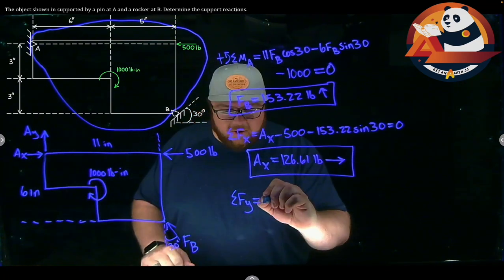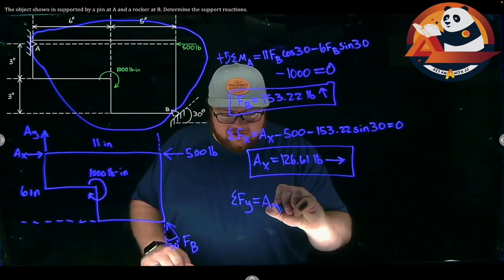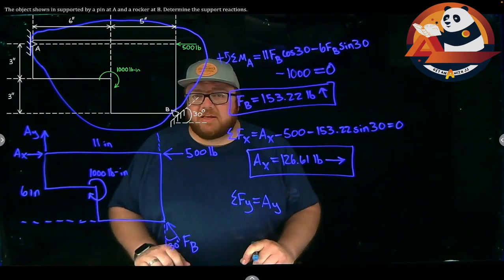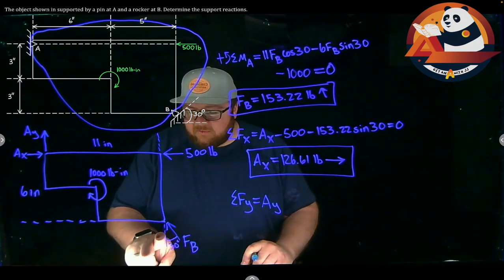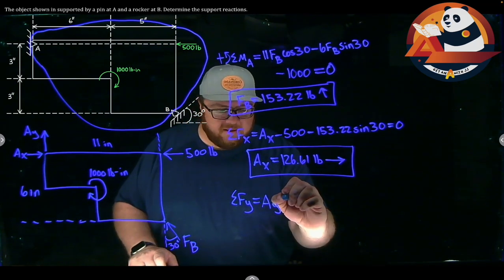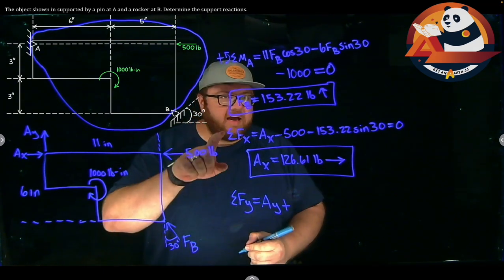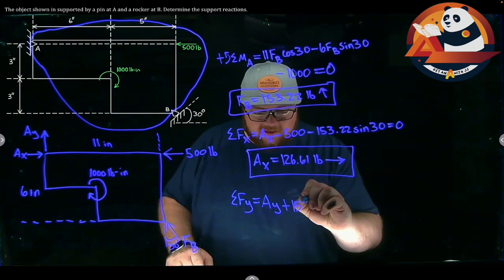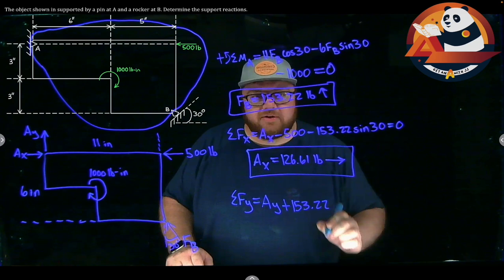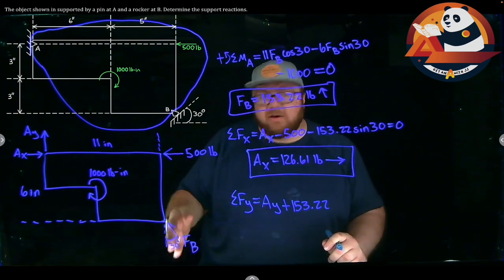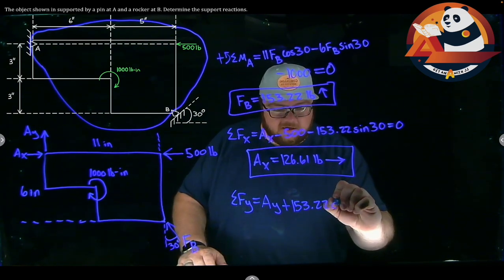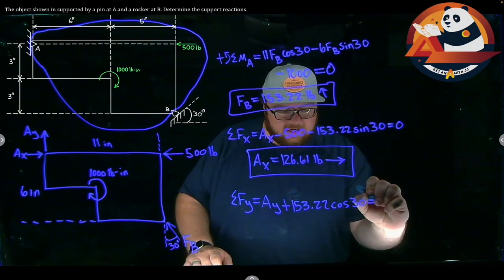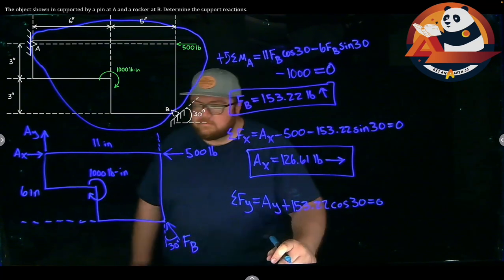But I would have AY going straight up. AX and 500 are only in the X direction, so we leave those off. I just need that Y component of FB. So plus, because it points up, FB 153.22 times, I just want the Y component, so I'm taking the cosine. Cosine of my angle, which is 30 degrees, equals 0.